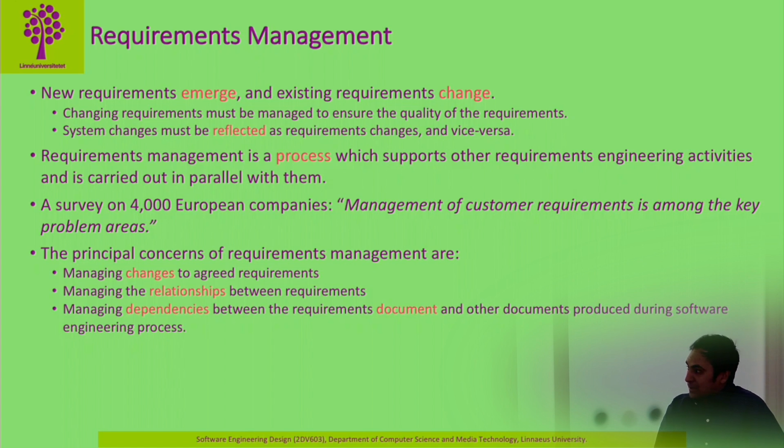So what are the primary concerns in software requirements management? The primary concern or goal is managing the changes to the requirements. There can be changes anytime. Also managing the relationships between requirements. Most often, or maybe always, requirements are dependent on each other. So we have to manage the relationships between the requirements, and also manage the dependencies between the requirements document and other documents or other parts of the system.